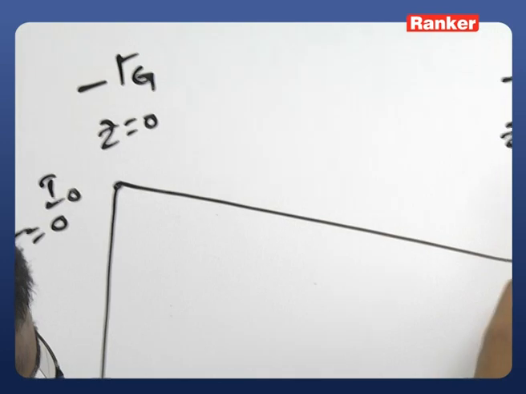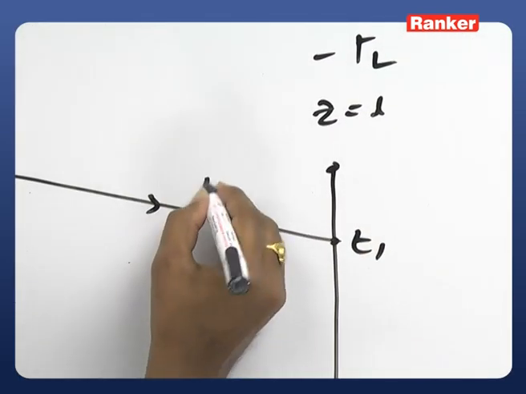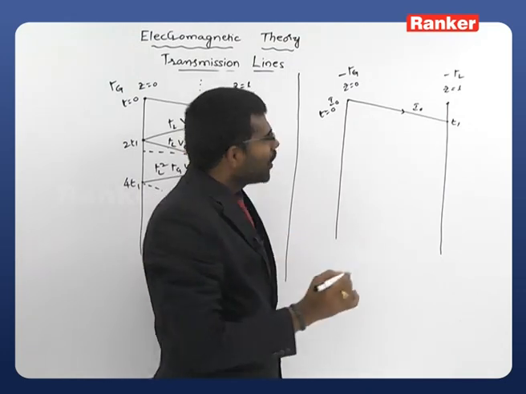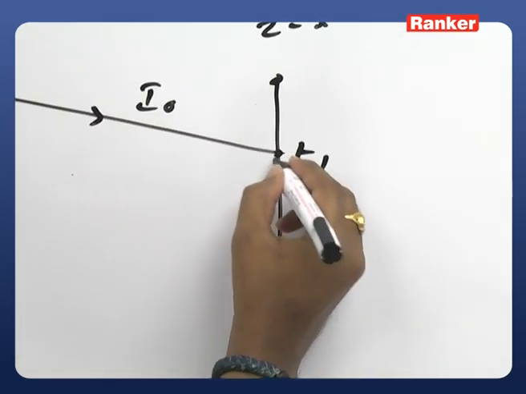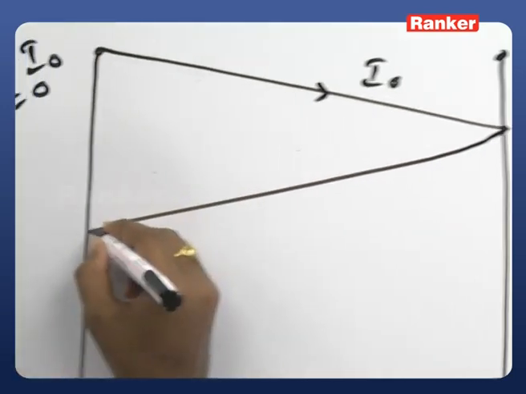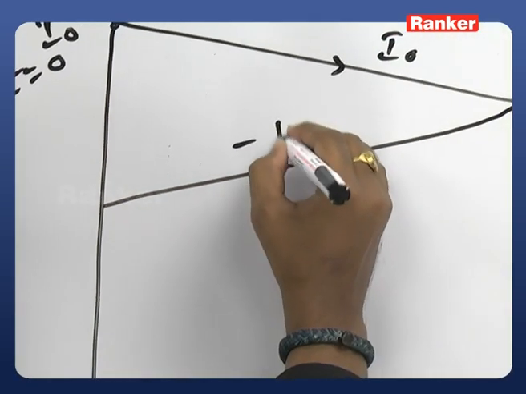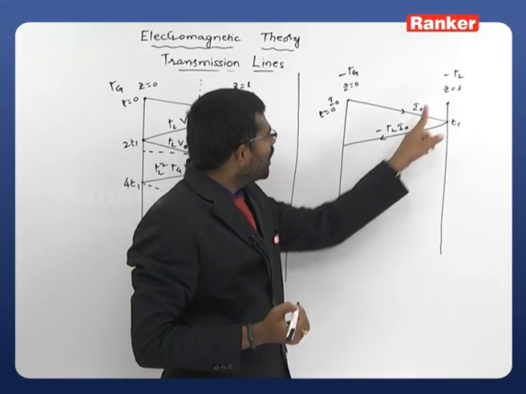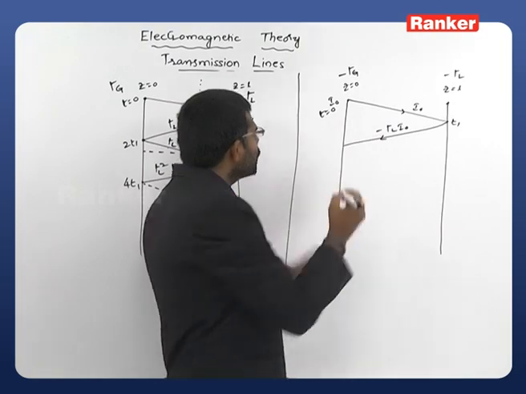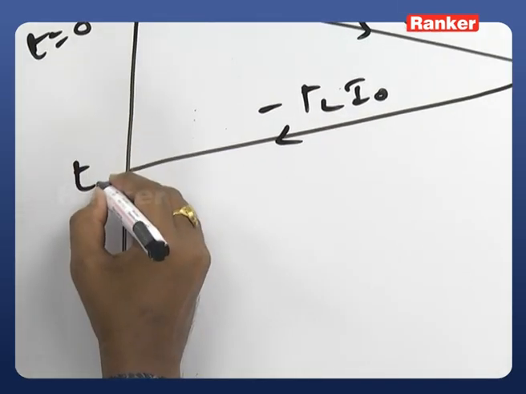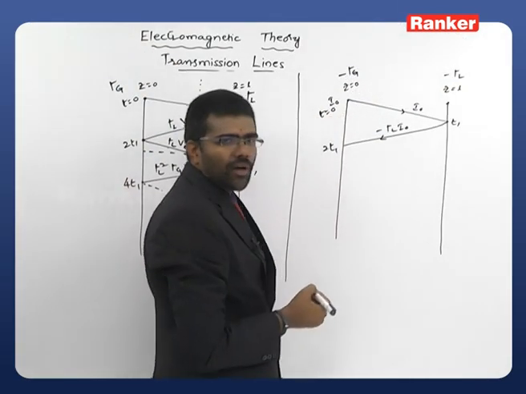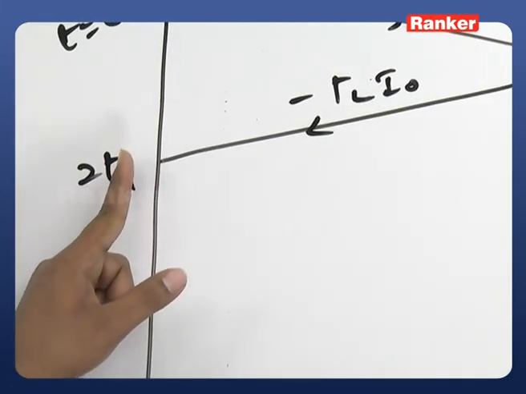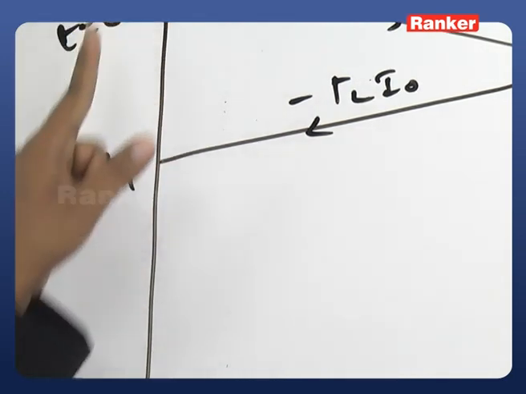After some time, that is at a time t equals t1, the I0 as it is reaches the load, right? It reaches the load. Now whenever it hits the load, it takes some reflection and reaches our generator again with minus gamma L I0 strength. Now the strength is minus gamma L into I0. The time taken to travel up to this point is t1. So t1 plus t1 is 2t1. That's what we have here. Now it hits the generator end. Whenever it hits the generator end, it immediately takes a reflection because it is not perfectly matched.